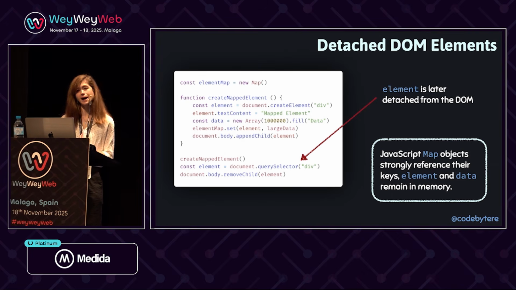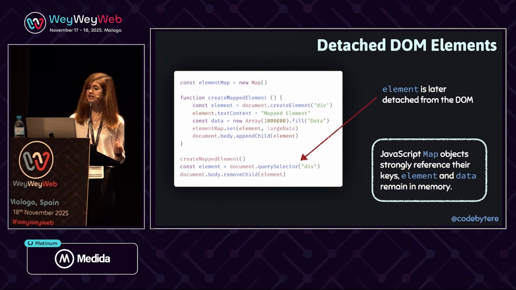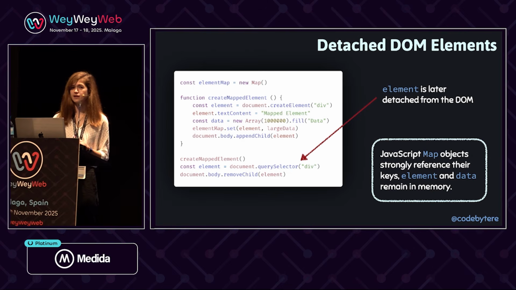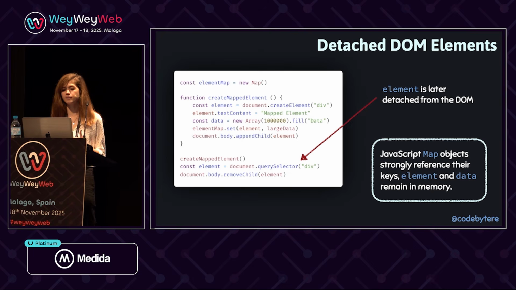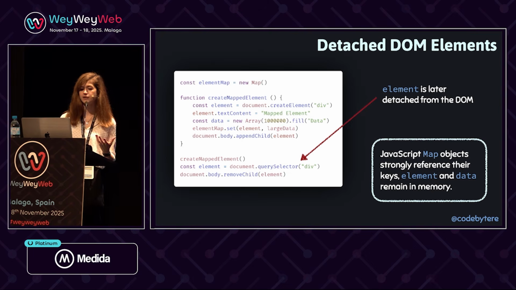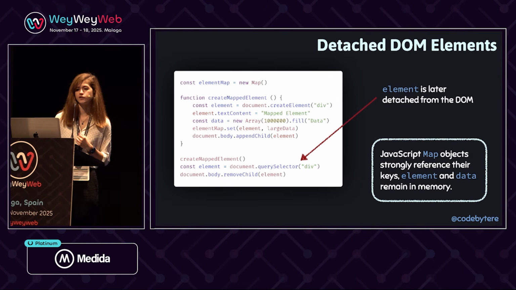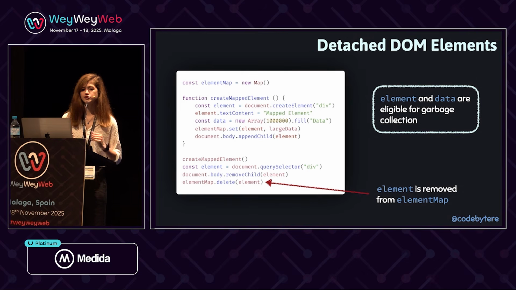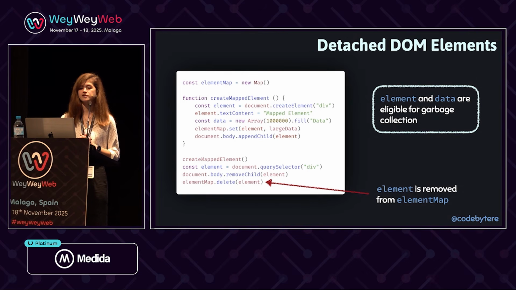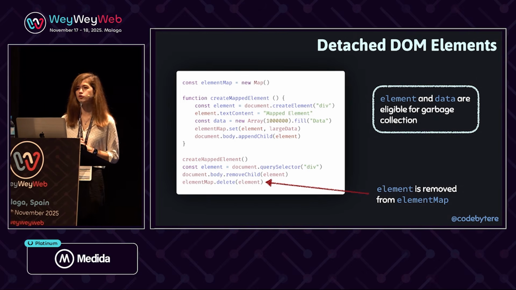Since JavaScript Map objects strongly reference their keys, the element and data will both remain in memory. If this pattern repeats, with elements added to the map and then later removed from the DOM without being deleted from the elementMap, a memory leak will grow over time. To fix this, we should always be sure to remove any DOM elements from the map at the moment they are no longer needed.